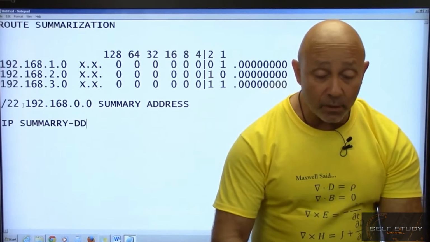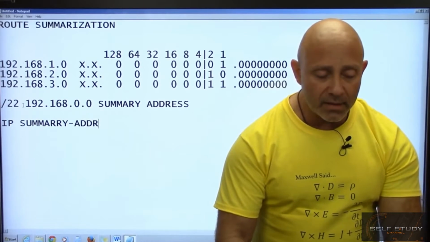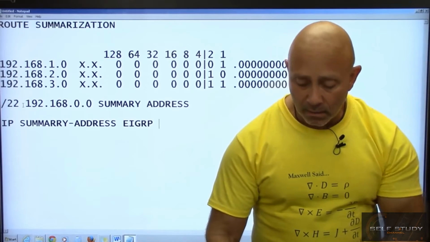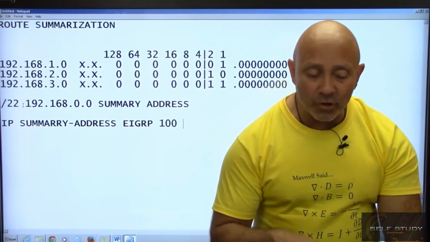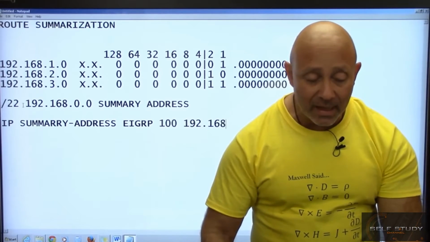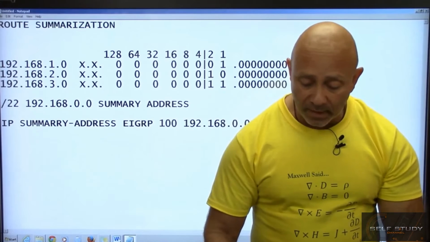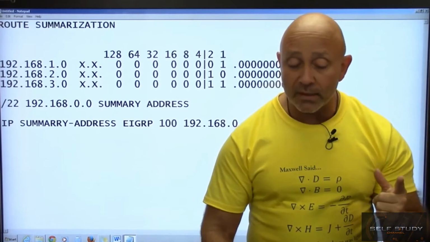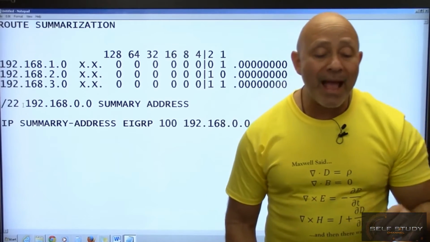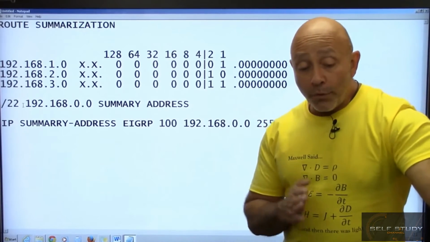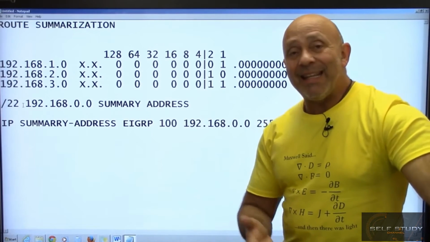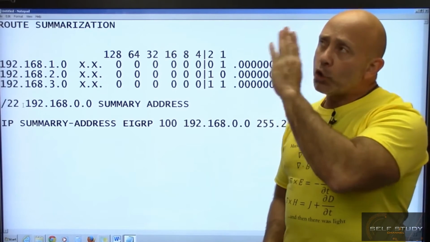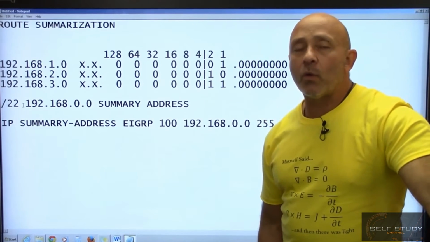I think my spelling is correct. I usually do a lot of tabbing. Address, IP summary address, the routing protocol in use, the autonomous system. All right, let's just call it 100. And then the actual summary address, 192.168.0.0 with a 255.255. What's 6 bits on? 252.0. That is how you would advertise, and it will go through an interface, meaning you actually do this in interface configuration mode and advertise that summary route to that core router.